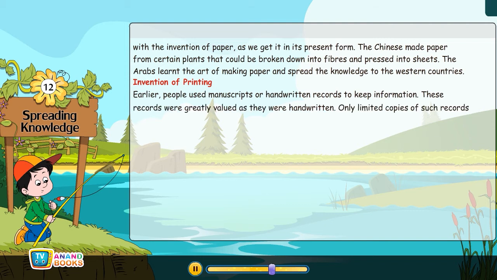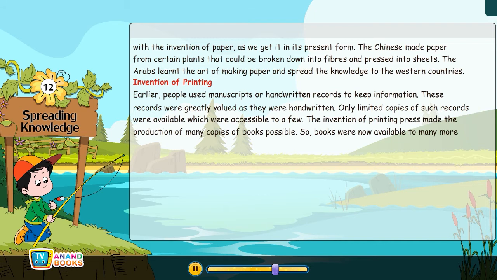These records were greatly valued as they were handwritten. Only limited copies of such records were available, which were accessible to a few. The invention of the printing press made the production of many copies of books possible. So, books were now available to many more people.